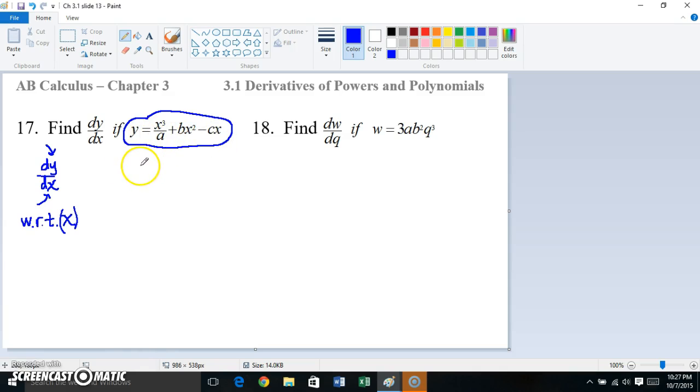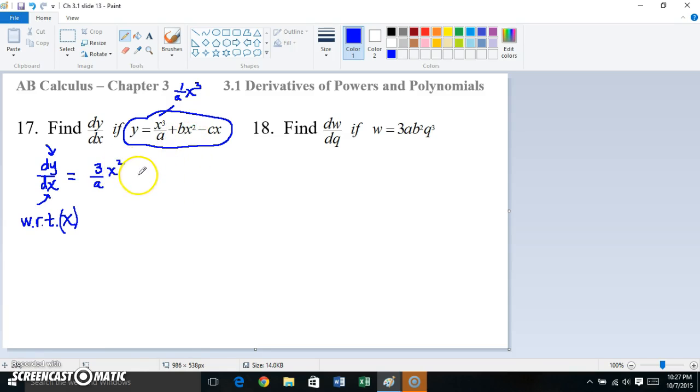So when we look at this function, y equals x cubed over a plus bx squared minus cx, a, b, and c are viewed as constants. I don't know their values, but they are constant. Okay, so what's the derivative of x cubed over a? Well, first of all, remember that's the same as just 1/a times x cubed. So we're going to take the derivative of x cubed, which is 3x squared, multiply it by 1/a. 3 over a x squared.